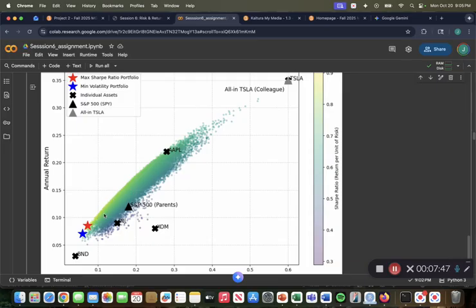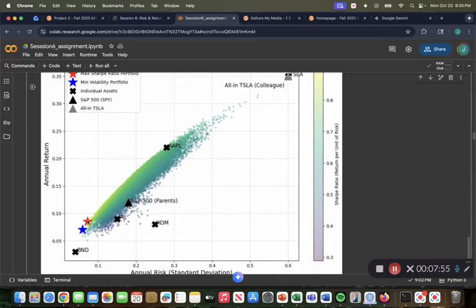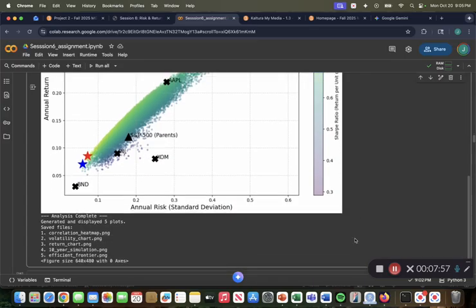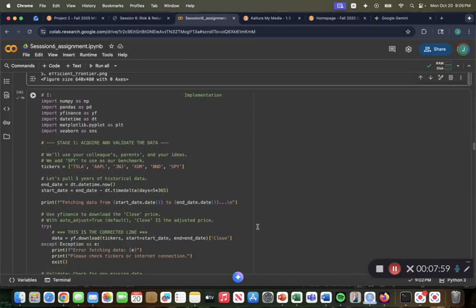So our max Sharpe ratio performer would be down here where this red star is, which shows not a lot of return, but not a lot of risk. So now going down to the implementation stage to actually calculate some portfolios here.